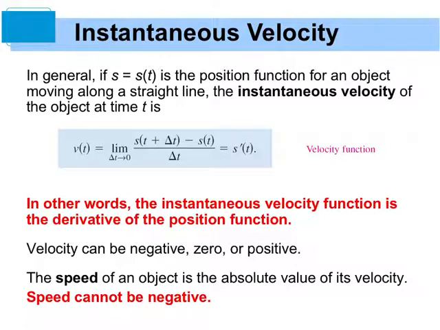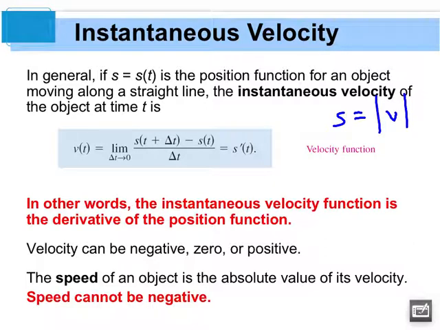Velocity has direction. Speed has no direction. So in other words, if I drop a ball out the window and we do the calculation and it's traveling with a velocity of negative 48 feet per second, that's its velocity. Its speed would just be 48 feet per second. Easiest way to remember that: speed is equal to the absolute value of velocity. Just lose the minus sign.